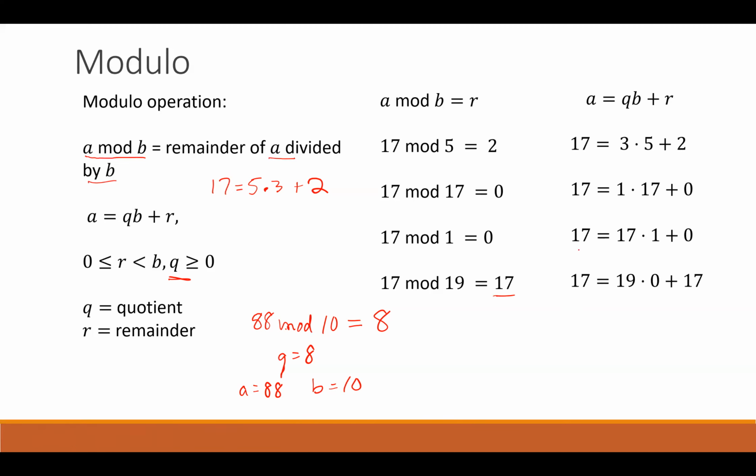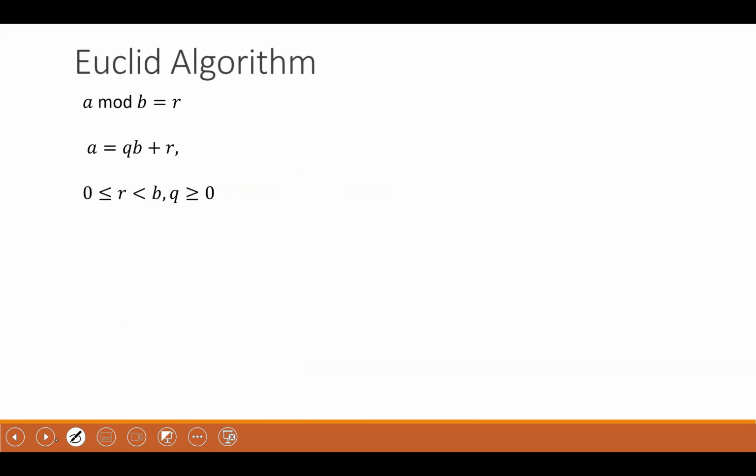All right. So yeah, we can express it as A equals Q times B plus R. Okay. So now the algorithm is as follows.